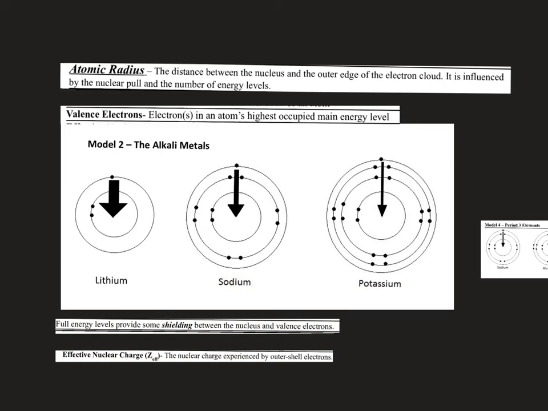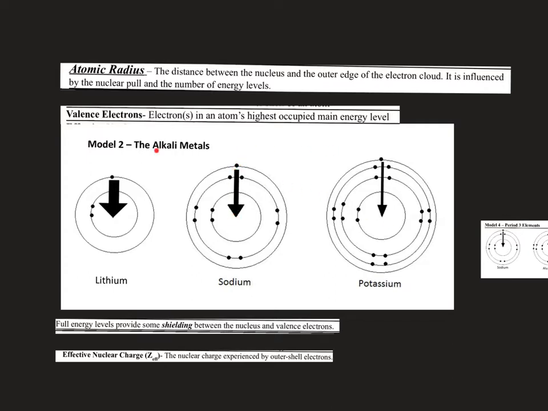So the first trend we're going to look at is atomic radius. Atomic radius is just the distance between the nucleus and the outer edge of the electron cloud, or your valence electron. So we're talking about the distance between the center to that outside electron. Okay, center to the outside electron.